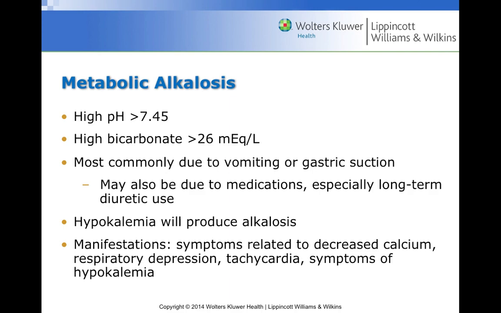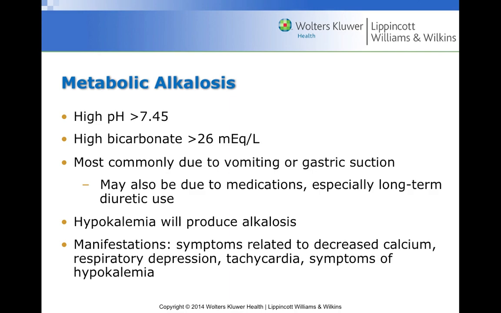And now we'll look at metabolic alkalosis. This is a clinical disturbance characterized by a high pH, which will be your pH greater than 7.5, and a high plasma bicarbonate concentration, which is that bicarb greater than 26. It can be produced by a gain of bicarb or a loss of hydrogen. A common cause is vomiting or gastric suction with loss of hydrogen and chloride ions.